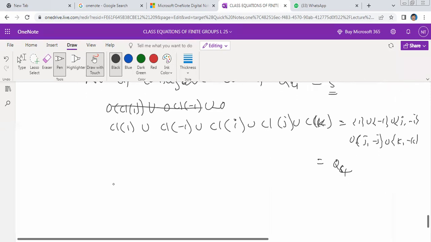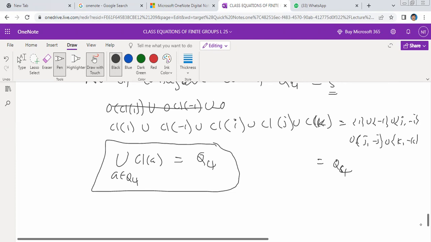I'm writing this as the union of these five classifications, which represents Q4. Therefore, union of class of A, where A belongs to Q4, is equal to Q4. This is one part.